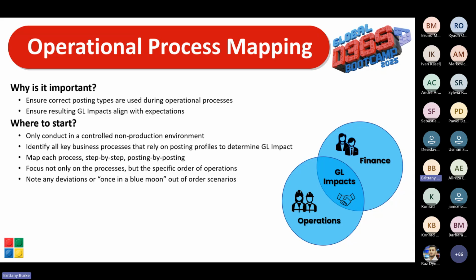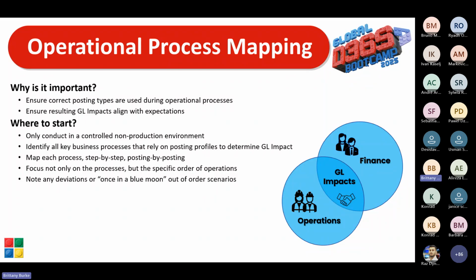So there's a process that I've started using when I'm trying to evaluate, are my posting types correct? I've coined it operational process mapping. It is not an official name of anything, but I find it to be a really helpful process when I'm trying to determine why things are not hitting the GL properly. So why is it important? To make sure that we're using the correct posting types and that the GL impacts align with what we're expecting.